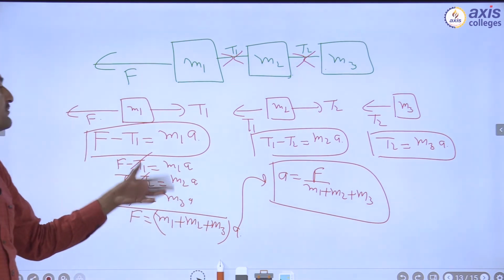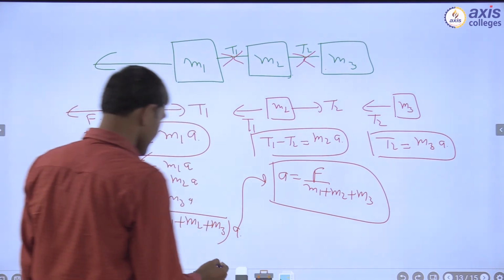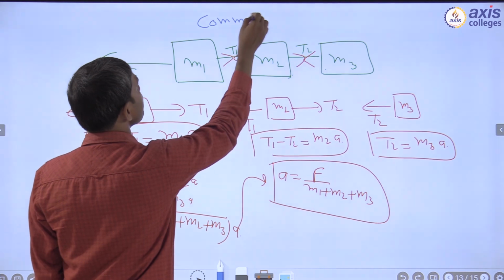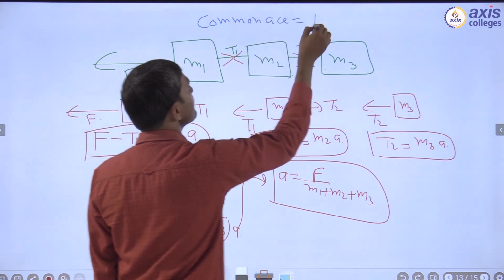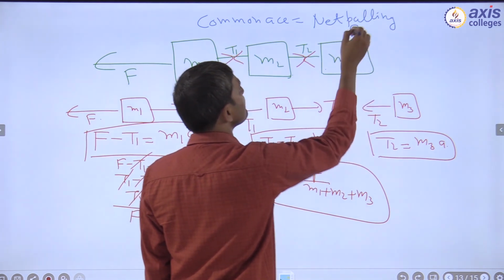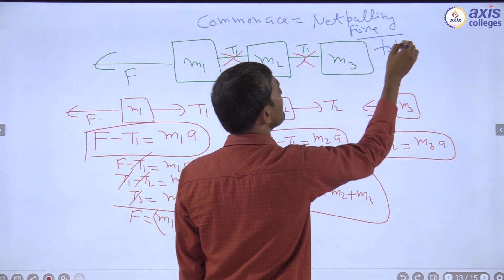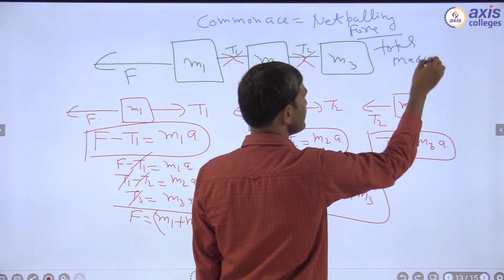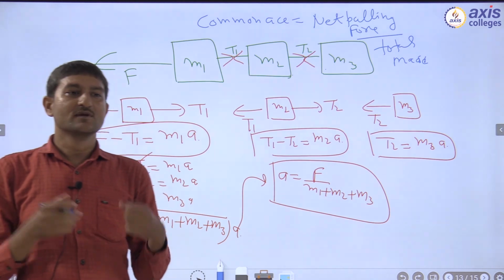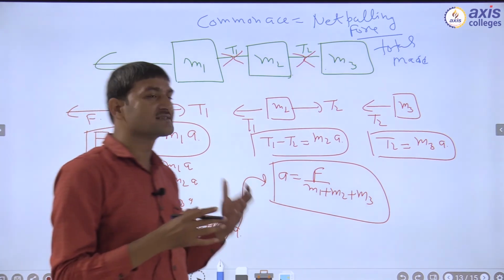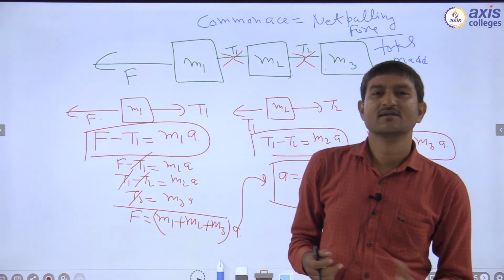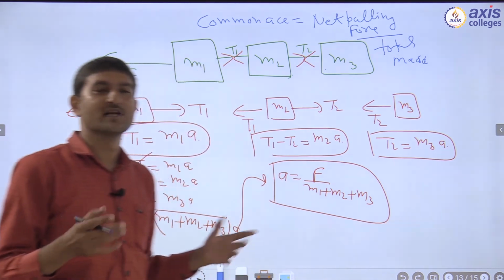Now, we have concluded that common acceleration equals net pulling force upon total mass. What I mean to say is that if 2 objects are attached with a string, the force is tension force, and if the 2 objects are in contact, then there is a normal reaction. And the normal reaction and the tension, the situation is almost the same. Both have the same situation.